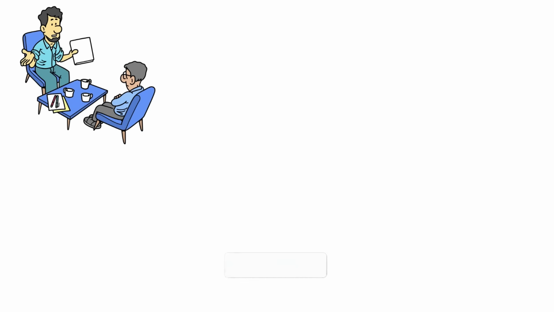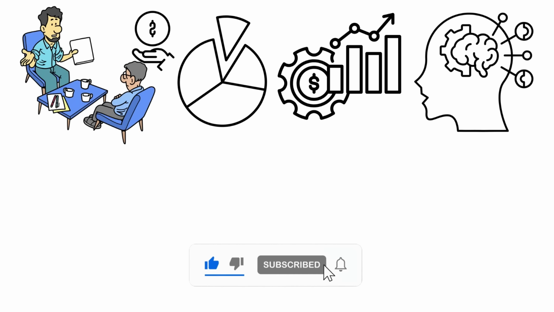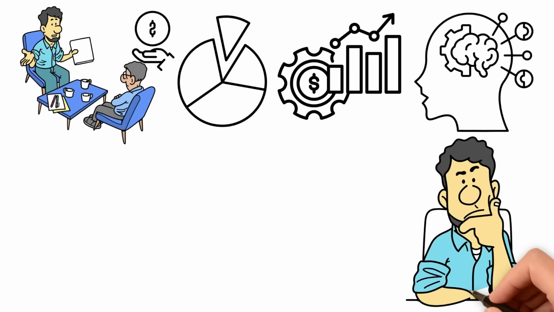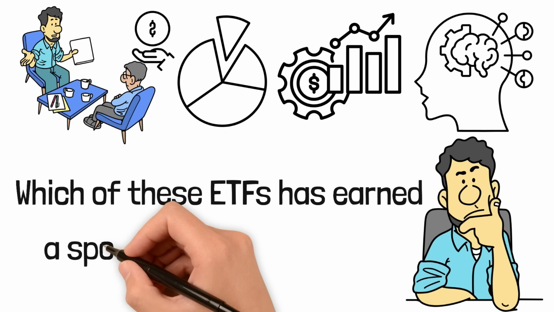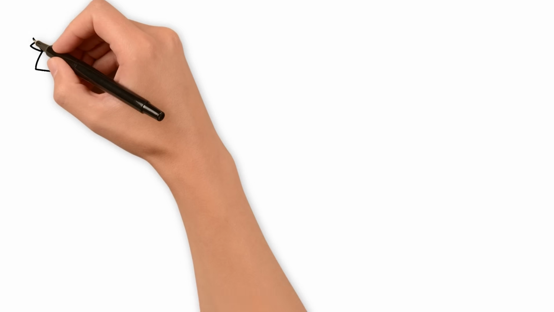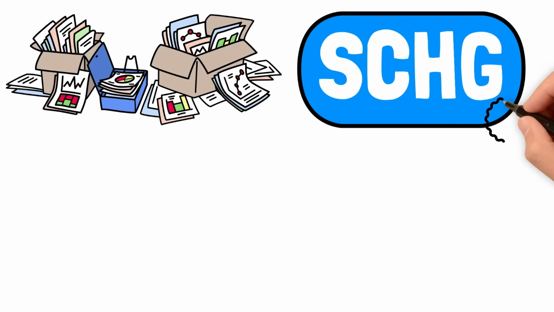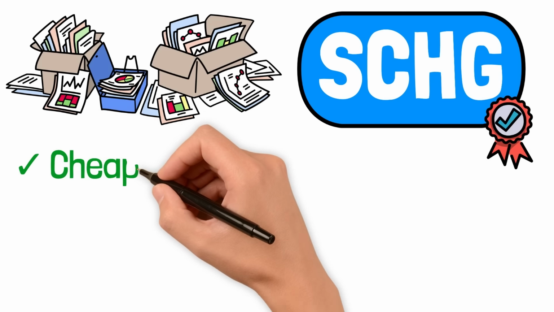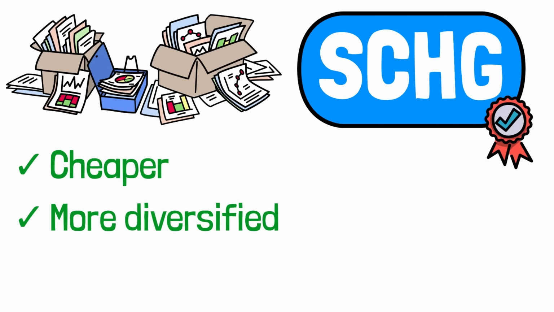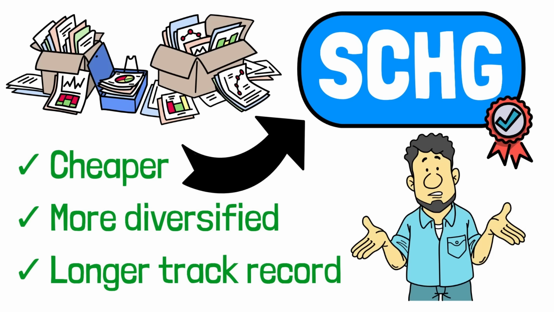So we've covered cost, holdings, performance, and the psychological challenge of risk. Now it's time to fulfill the promise I made at the beginning. Which of these ETFs has earned a spot in my own portfolio? Based on all the data, the most logical choice for a single foundational U.S. growth fund is SCHG. It's cheaper, it's more diversified across sectors, and it has a proven decade-plus track record. If I were forced to pick only one, that would be it.